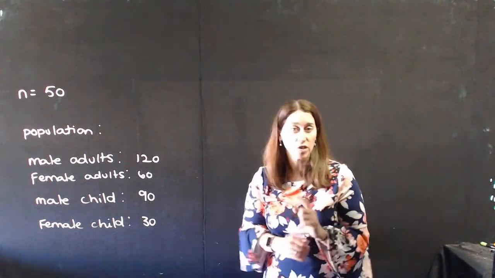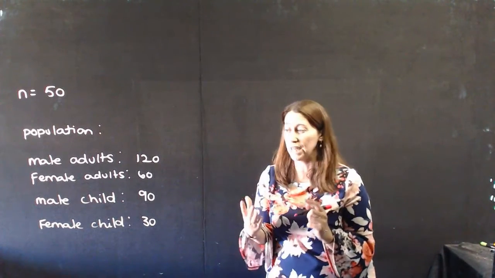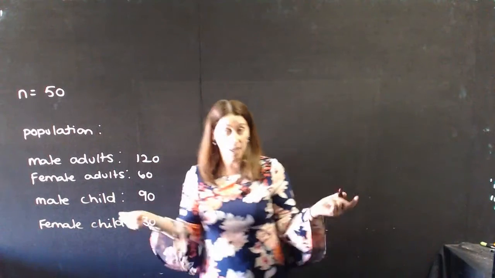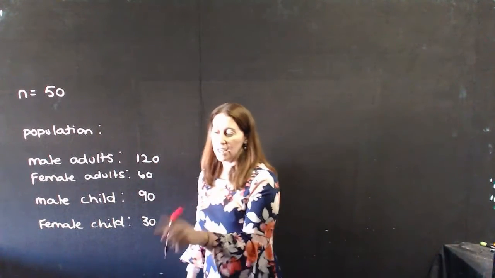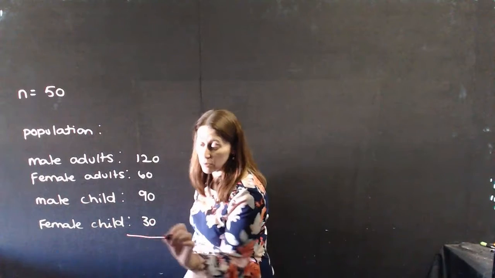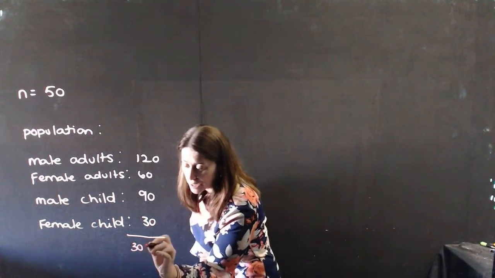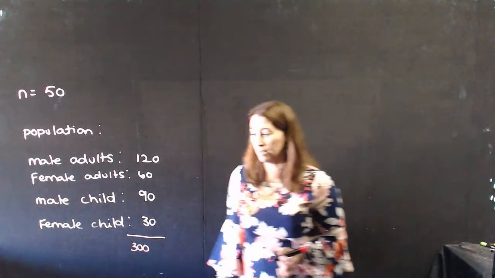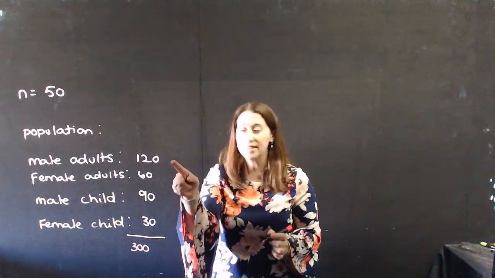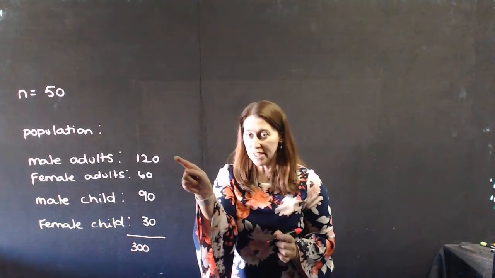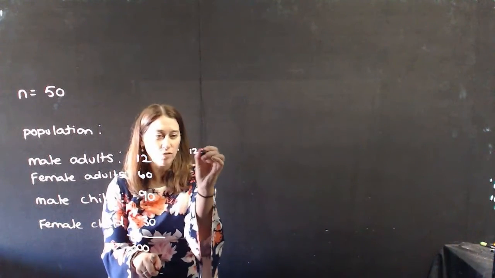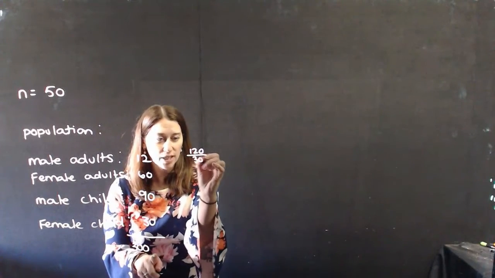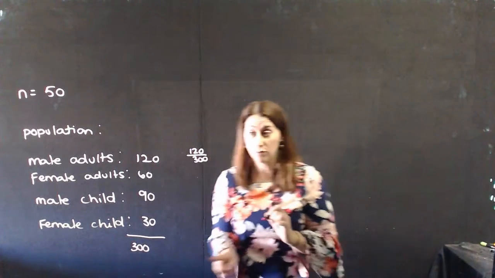So I'm going to just look at the fraction out of the whole population. So first of all, I need to find out how many are in my population. So I've got 120, takes me to 180. Okay, so it takes me to 300. We've got a population of 300 members at this leisure centre. The male adults take up 120 of those out of 300. So as a fraction, we've got 120 out of 300.